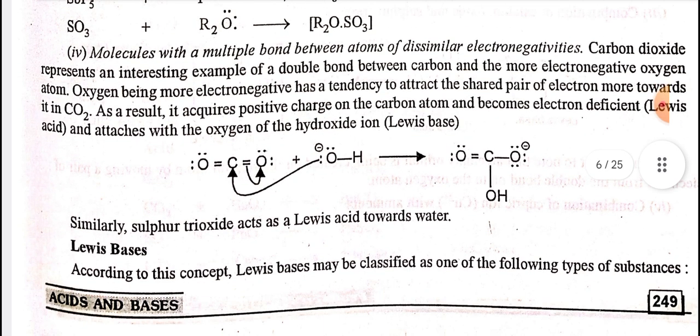Molecules with multiple bonds between atoms of dissimilar electronegativities. Carbon dioxide represents an interesting example of a double bond between carbon and the more electronegative oxygen atom. Oxygen, being more electronegative, has a tendency to attract the shared pair of electrons more towards it in CO2. As a result, the carbon atom acquires a positive charge and becomes an electron deficient Lewis acid and attaches with the oxygen of the hydroxyl ion. Similarly, sulfur trioxide acts as a Lewis acid towards water.